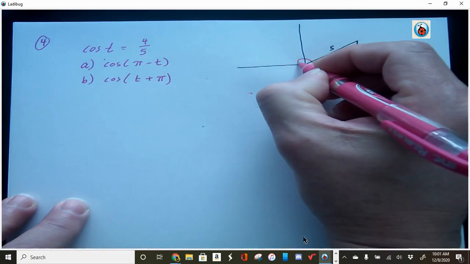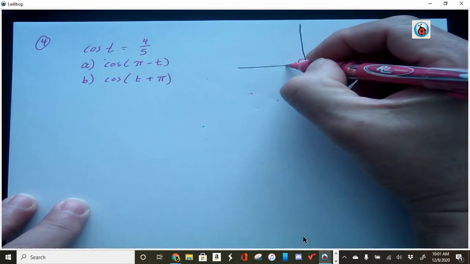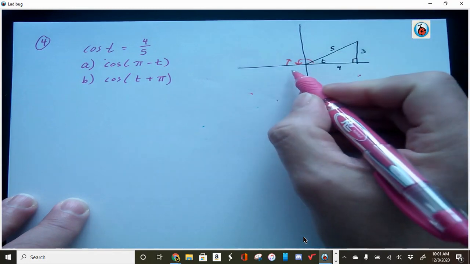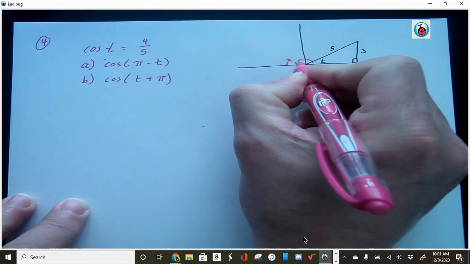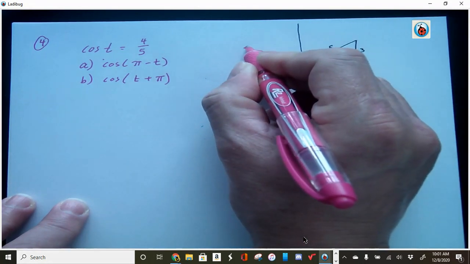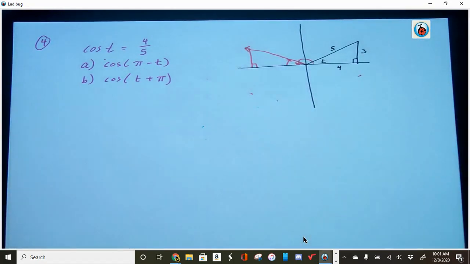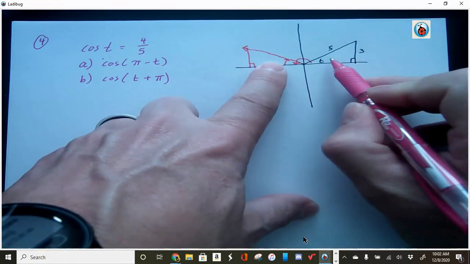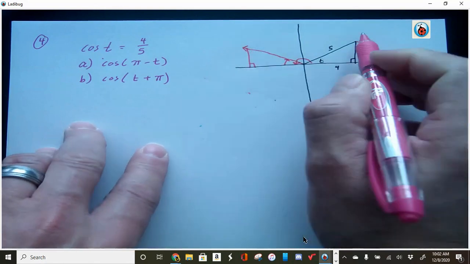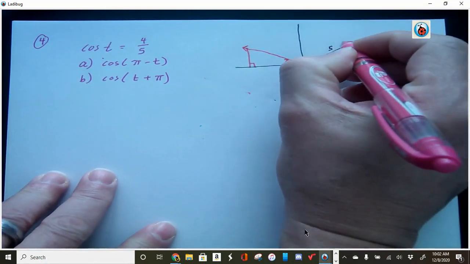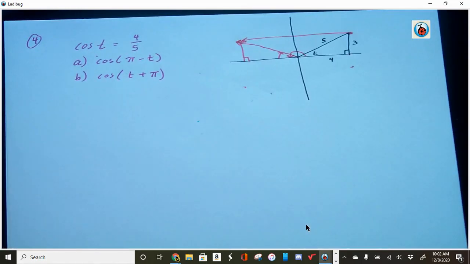Okay, so first things first, I want to find pi minus t. Well, I know this angle right here is equal to pi, but what if I backed up t radians? So t radians is going to be this much, so let's back up that much. Now I end up getting that angle right here. Since I backed up the same amount that this went up, that means that point right here is a reflection of that point. It's a reflection along the y-axis.